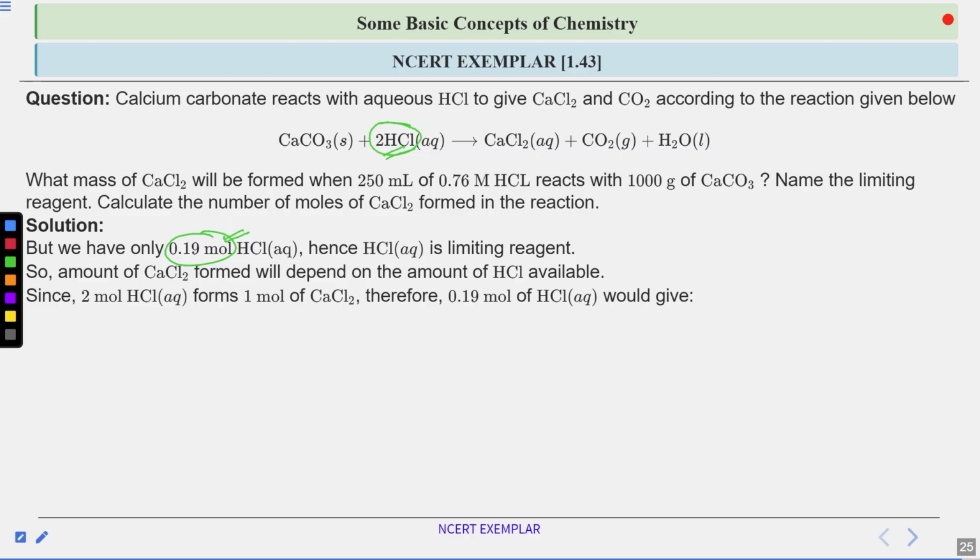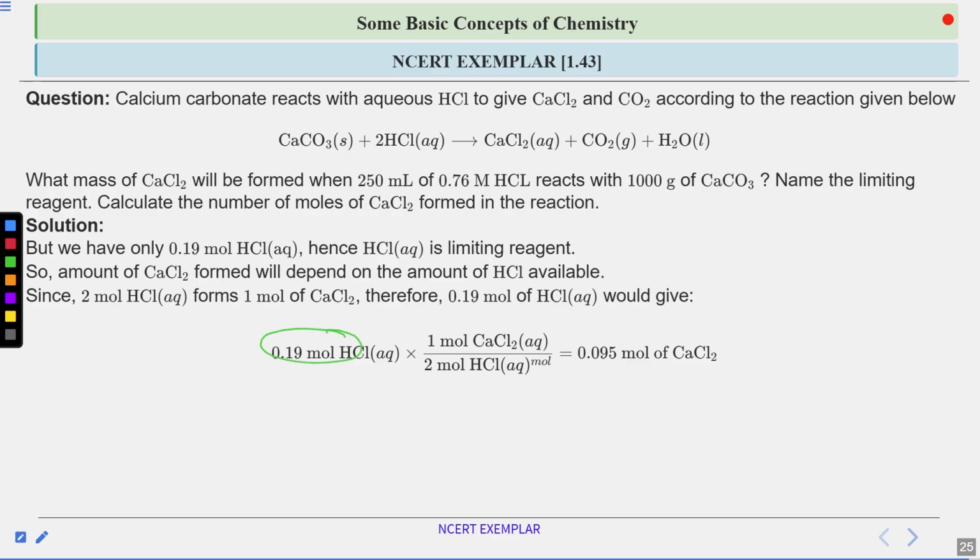Now according to this equation, 2 moles of HCl will form 1 mole of CaCl2. Then 0.19 mole will form how many moles of CaCl2? It will be 0.19 by 2, or 0.19 into 1 by 2. That will give you 0.095 mole of CaCl2. So it's very easy to understand here that if 2 moles give 1 mole of CaCl2, therefore 1 mole will give half mole of CaCl2, and 0.19 will give 0.19 into half mole of CaCl2, which is 0.095 moles of CaCl2. Got it?